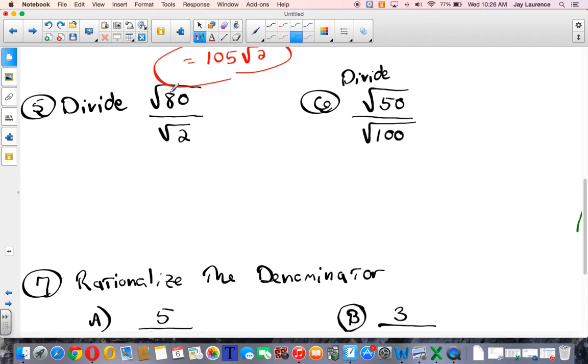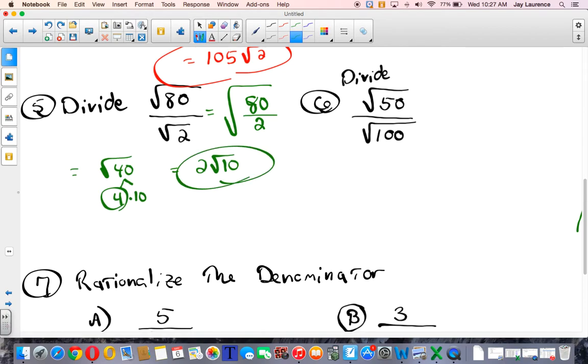Well, I know that dividing two rads is the same as the rad of a quotient. Let's see, this would be 80 over 2. And so therefore, this is the same as rad 40. Now 40, let me see here. I'm thinking 4 times 10, and 4 is a perfect square, so this should equal 2 rad 10. And there is your answer.